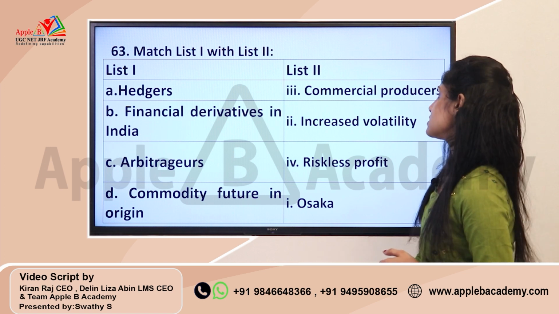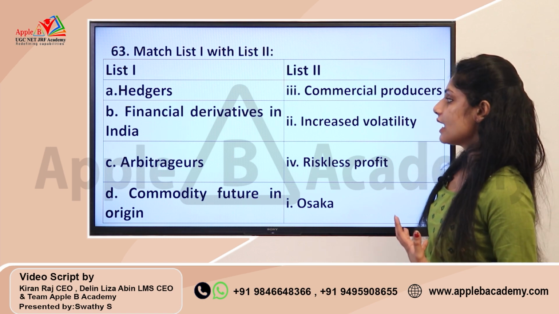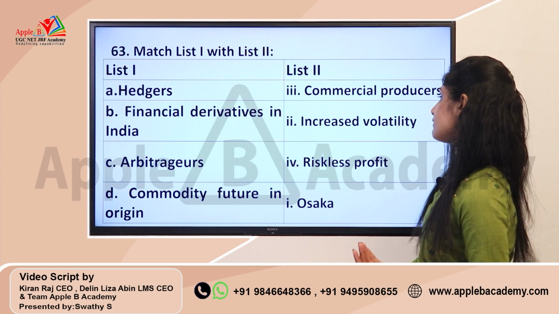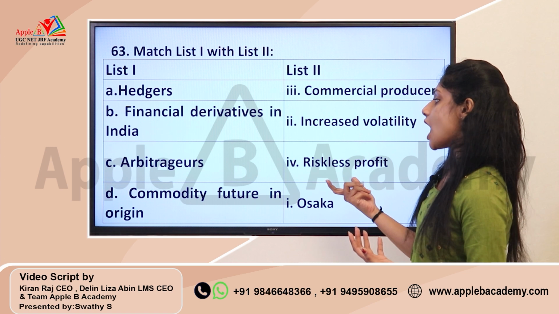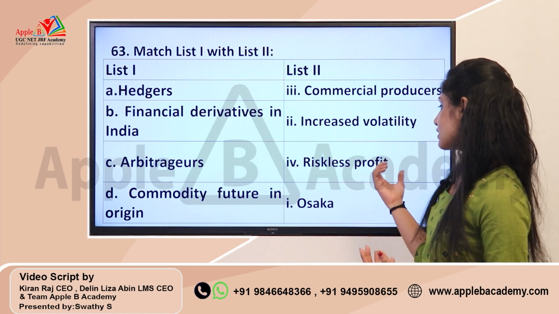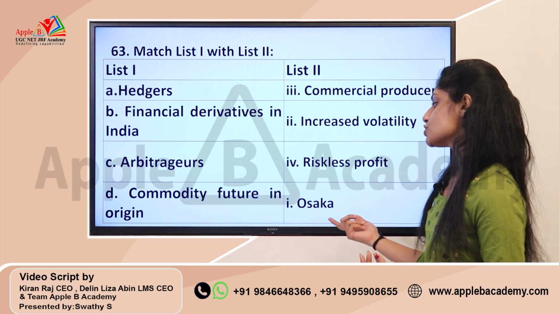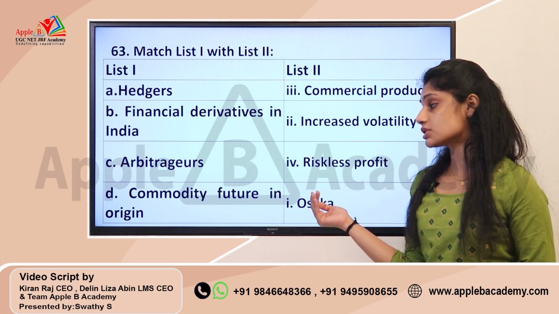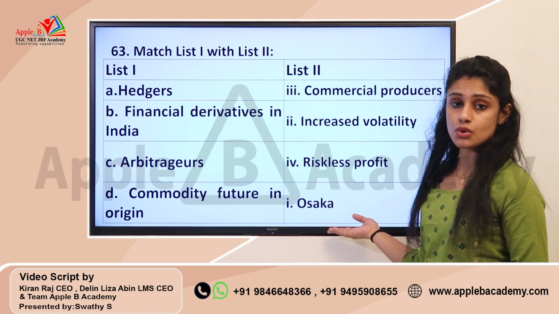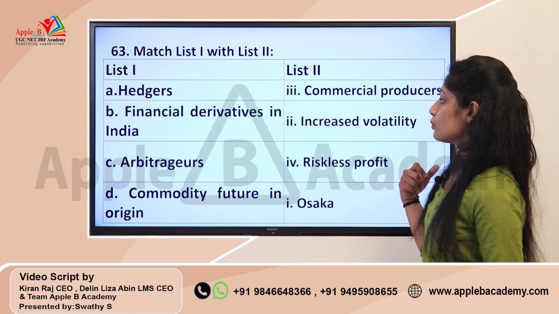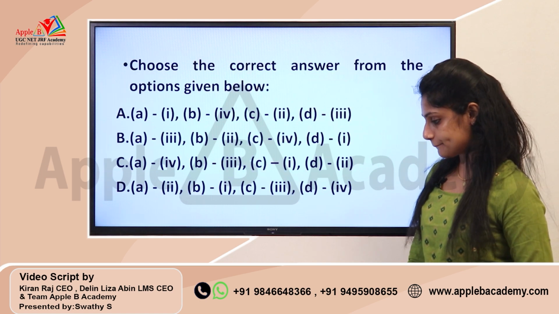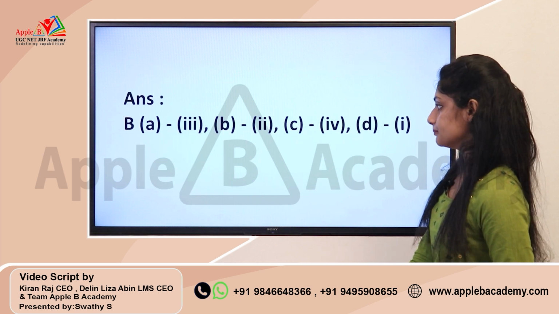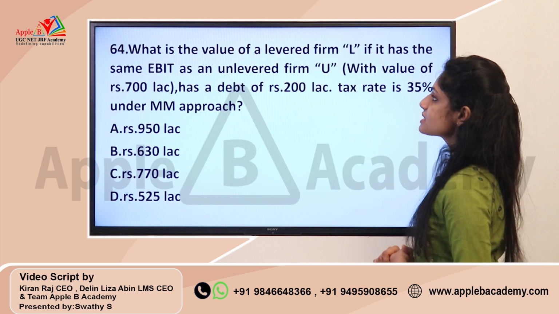So hedgers, yes, they are commercial producers, right? And financial derivatives in India, that will make an increased volatility. Arbitrageurs, always they are focusing on riskless profit. Commodity future in origin, that got originated in Osaka, that is in Japan, right? So A3, B2, C4 and D1. That is option B.